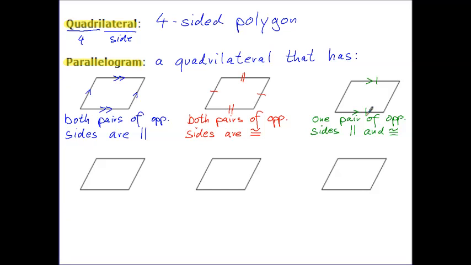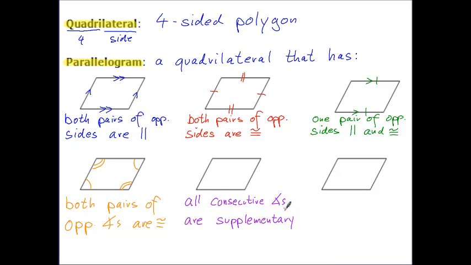Now let's move to angles. Both pairs of opposite angles are congruent. So this angle here at the bottom left has to be congruent to the angle at the top right, and the angle at the top left has to be congruent to the angle at the bottom right.